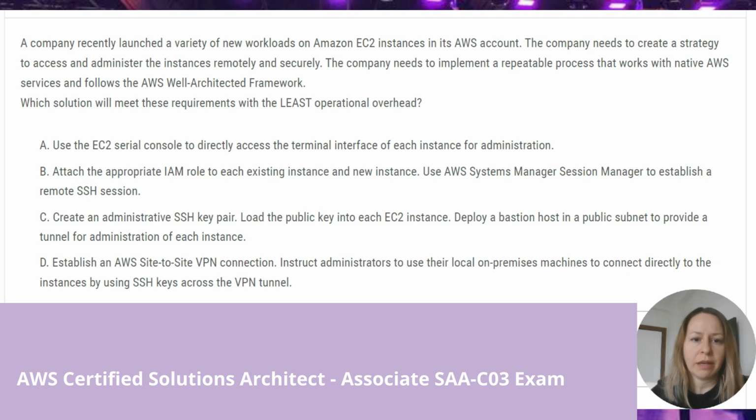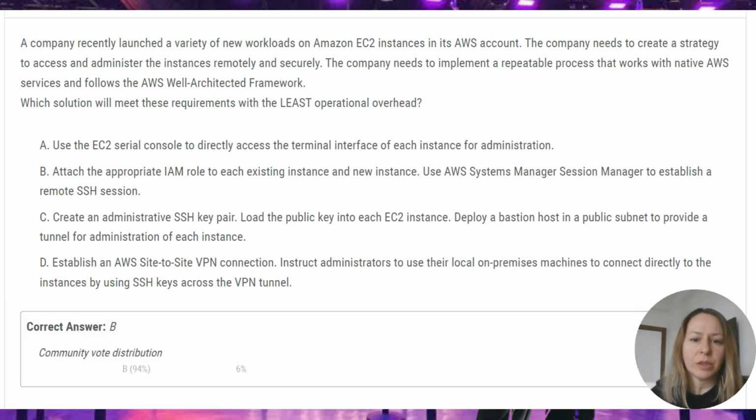EC2 serial console, directly accessing the terminal, will not be the best option. Attach the appropriate IAM role to each existing instance and new instance. Use AWS Systems Manager Session Manager to establish a remote SSH session. That might be an option. Create an administrative SSH key pair. Load the public key into each EC2 instance. Deploy a bastion host in a public subnet to provide a tunnel for administration.